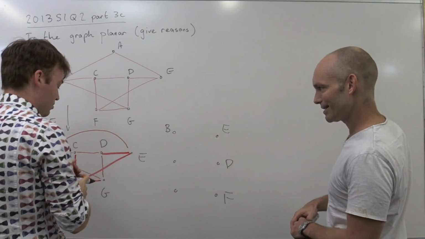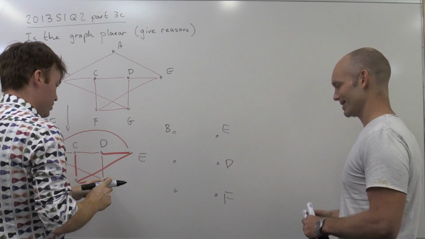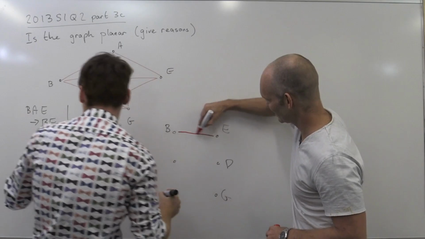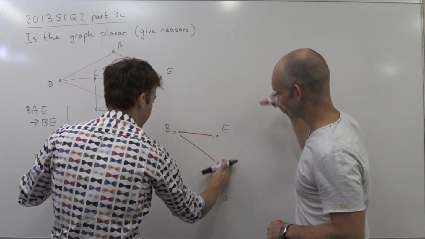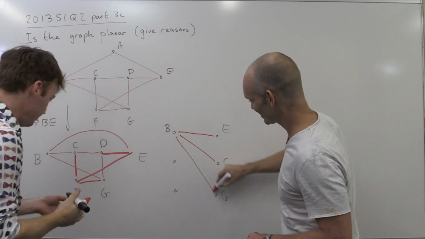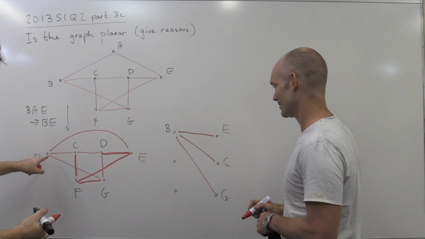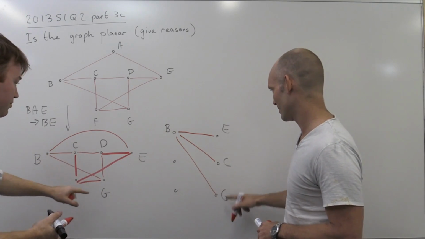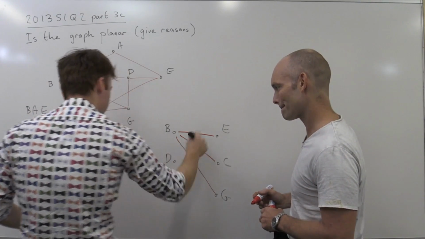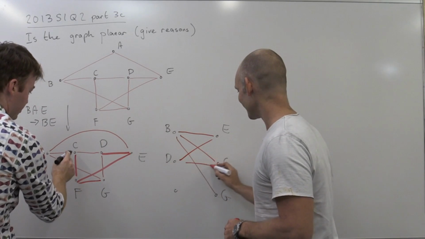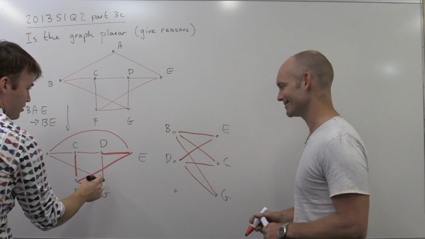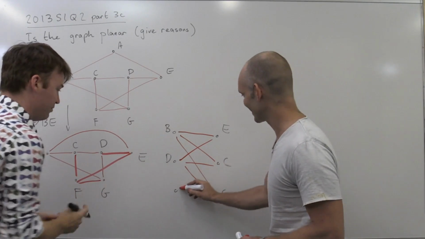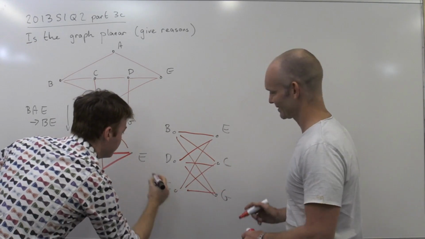And B is connected to all of those: BE, BG, and BC. And C is connected to, well, let's do the next one. D is connected to C, G, and F. So D is also connected to everything, and F is connected to C, E, and G. Good. And we'll put an arrow there.